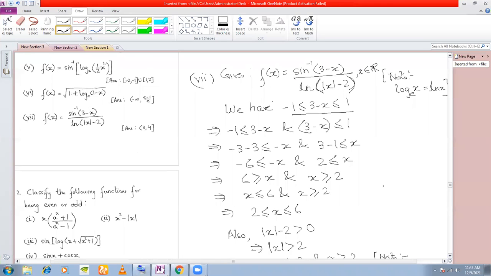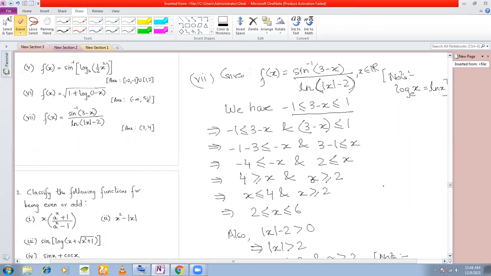Now, in the next step, there was a small error here: this should be -1, -3, right? So this will become -4. And so therefore this becomes 4. And so this becomes x less than or equal to 4. Okay.